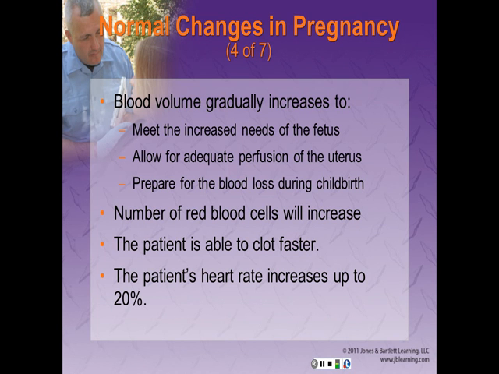The number of red blood cells also increases, and the patient is able to clot faster to protect herself from excessive bleeding during delivery. By the end of the pregnancy, the patient's heart rate increases up to 20% to accommodate the increase in blood volume, and that significantly increases cardiac output.